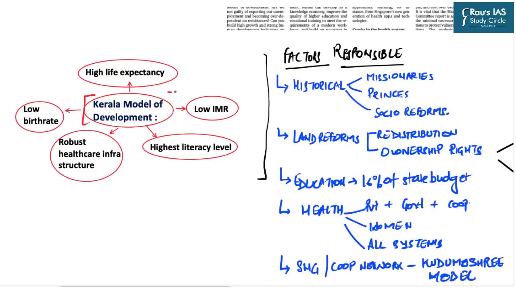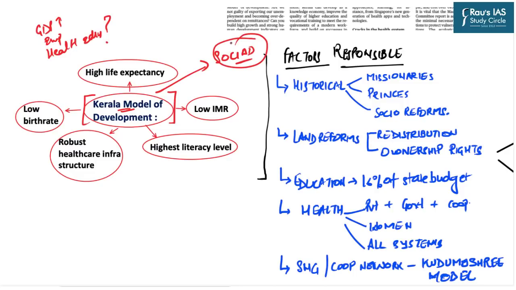So, first, we will understand what basically the Kerala model of development is. What do we exactly mean by this? Is it related to GDP growth? Is it related to employment? Is it related to health, education, etc.? So, what exactly is it? The Kerala model of development is basically the social model of development whereby the economic parameters are given lesser importance as compared to the social parameters.